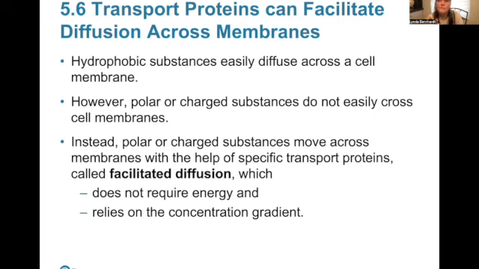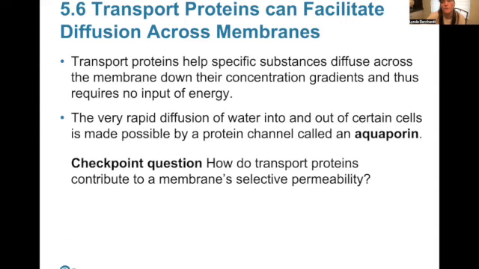Okay, we have talked about the hydrophobic stuff. The hydrophobic substances easily diffuse across a cell membrane because they're trying to get out. Polar or charged substances do not easily cross, so they need help. So here we go. We've got facilitated diffusion. Facilitated diffusion needs help, but does not need energy. So you have to facilitate the movement, and it tends to follow the concentration gradient. So that would be high concentration to low concentration.